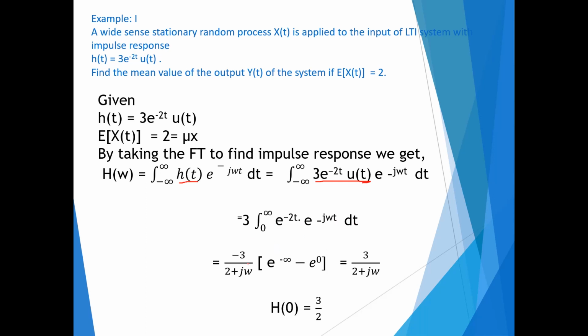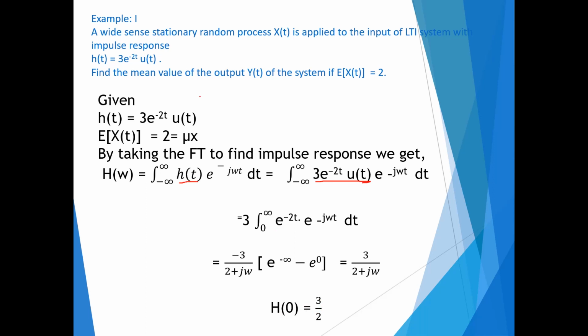Now we can find h of omega. After solving this, we get minus 3 divided by 2 plus j omega, times e raised to minus infinity minus e raised to 0. So if you work it out, you will get 3 divided by 2 plus j omega. Now this is our h of omega. Now you can find h of 0 over here, that is nothing but 3 by 2.